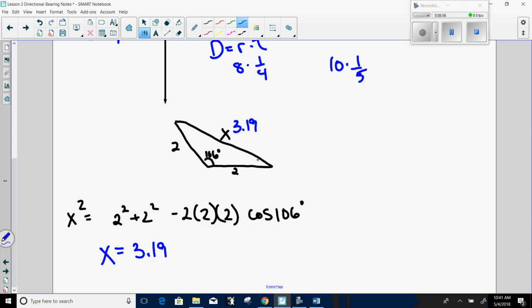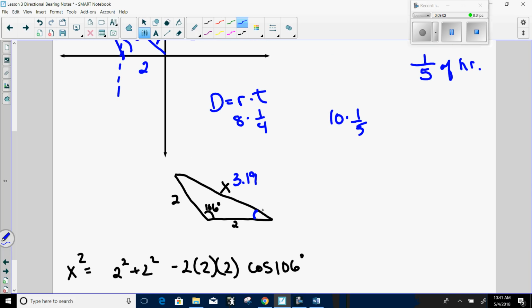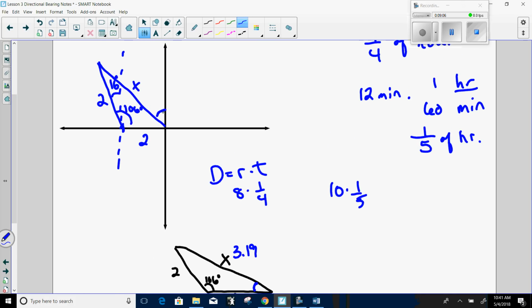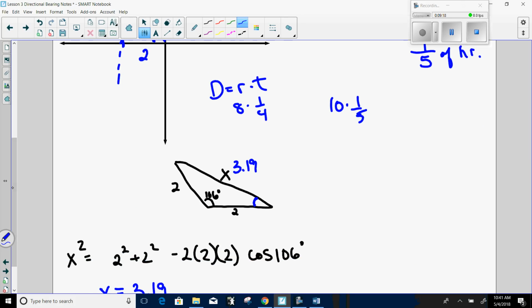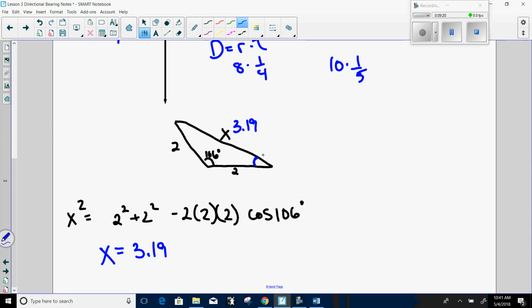Now we need to figure out this angle right here, because we need to find the directional bearings. So I've got to find out this angle in the triangle. If I know this angle, then this one up here and this one here would add up to be 90, and we can do our directional bearings from there. So now I'm going to use law of sines.